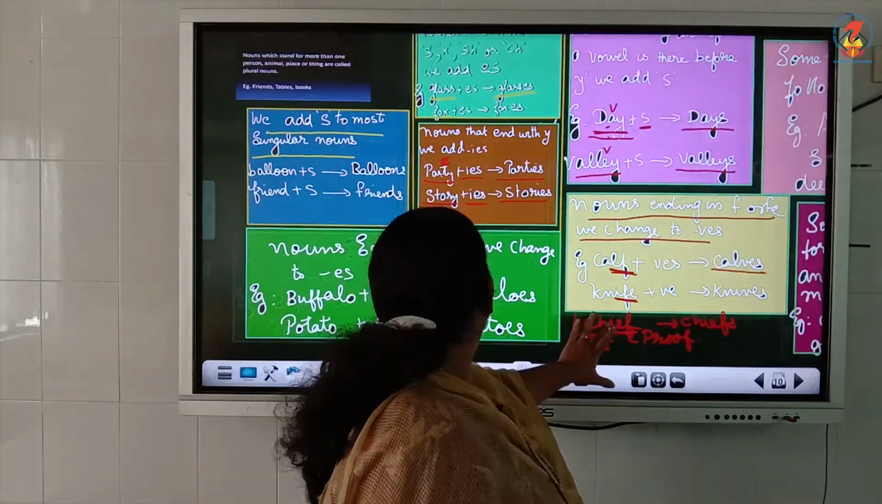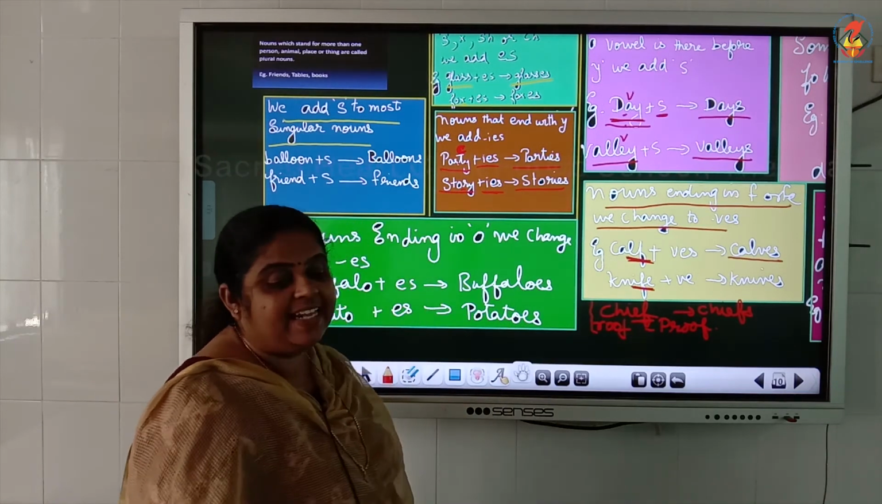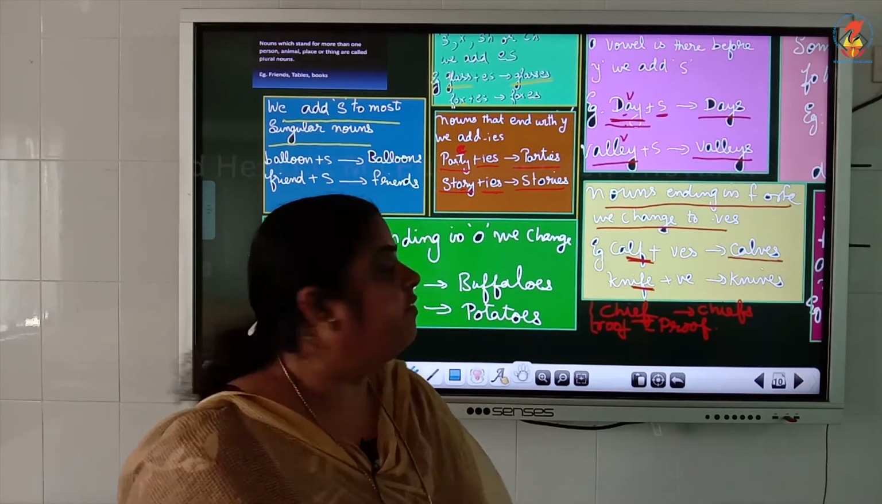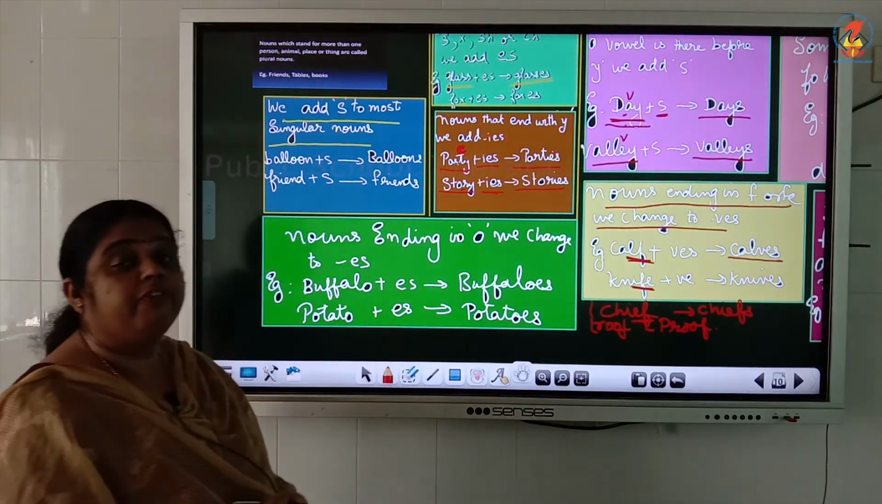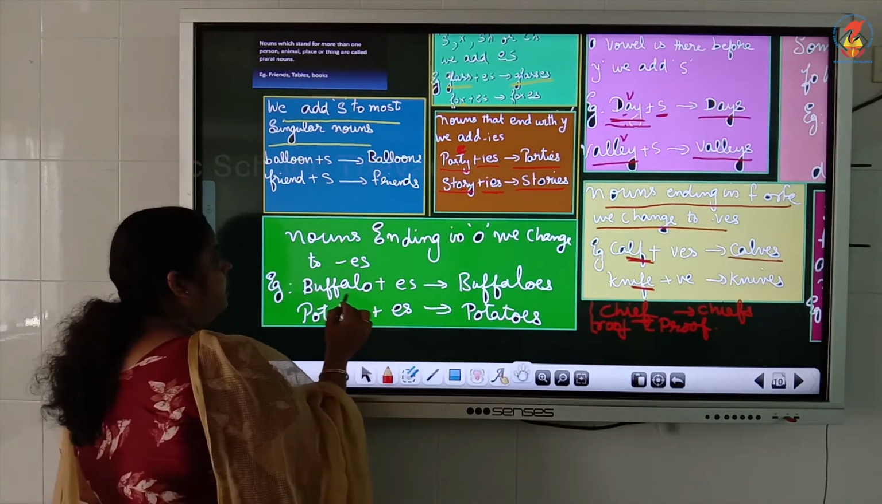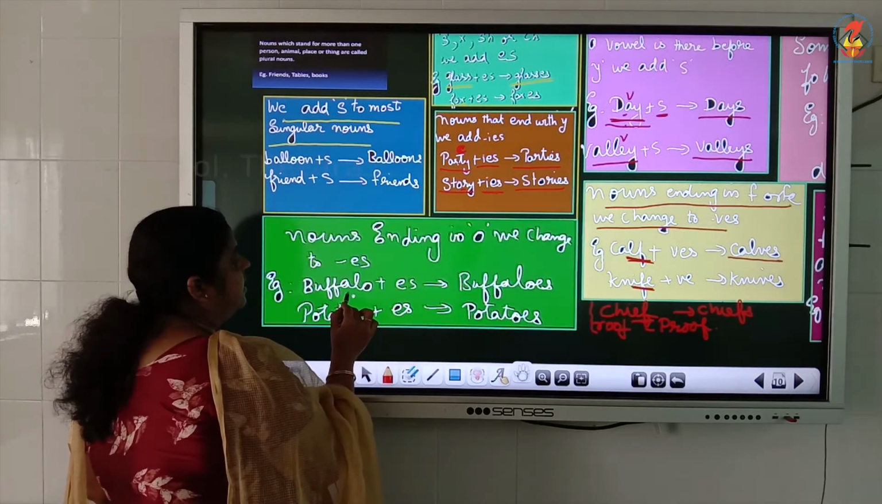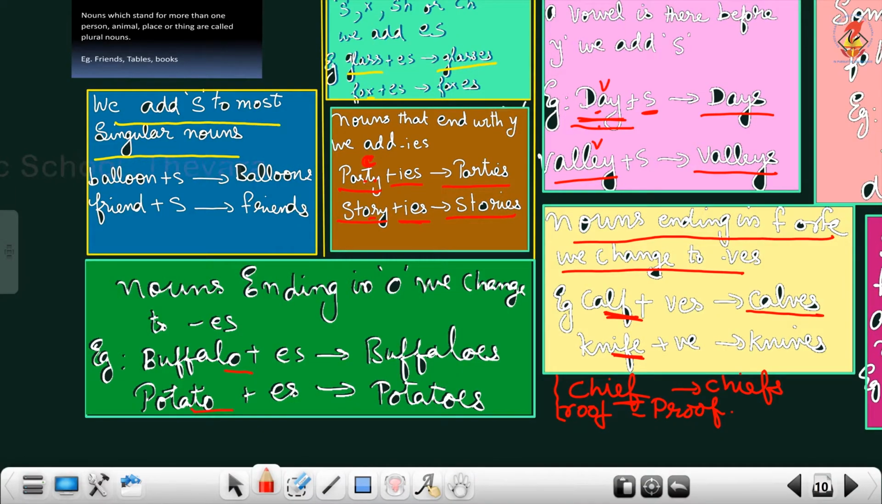Then, some nouns which end in O. In that case, we change to ES. Buffalo, ending in O. Buffalo, potato. We just add ES to it. Buffaloes, potatoes. So these are the main things that you have to remember.